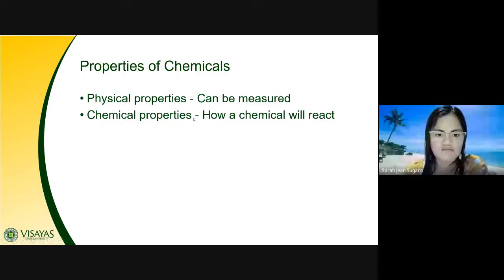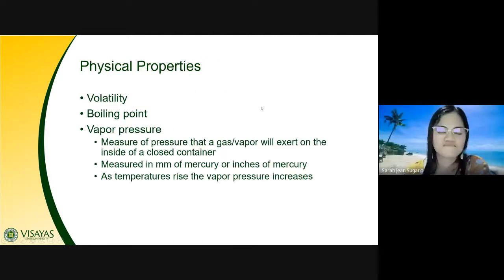So let's go now with the properties of chemicals. So the physical properties can be measured, but the chemical properties is how a chemical will react. Okay, so these are the physical properties of the chemicals. We have volatility, the tendency of the substance to evaporate at normal temperature. The boiling point is when the chemicals will boil at a particular temperature.